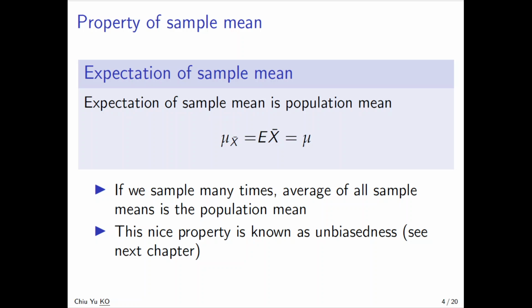So let me repeat. You do 1 sample, you get a sample mean. Second sample, you get a second sample mean. And the mean of all these sample means should be the population mean. This nice property is called unbiasedness, but we will talk about this later. But this is a nice property to talk about.